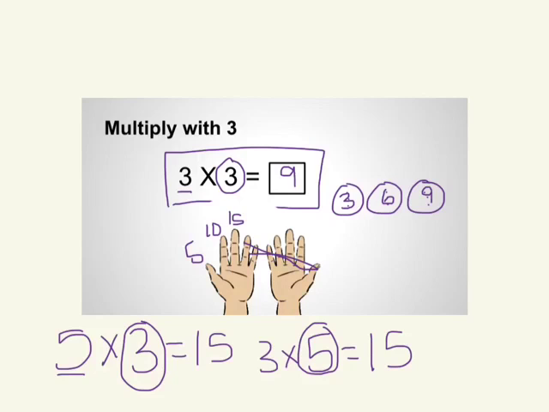So don't forget, if you see a 3 and you're nervous about counting by 3s, see if you can flip the equation around and see if that's a number that's easier for you to count by.